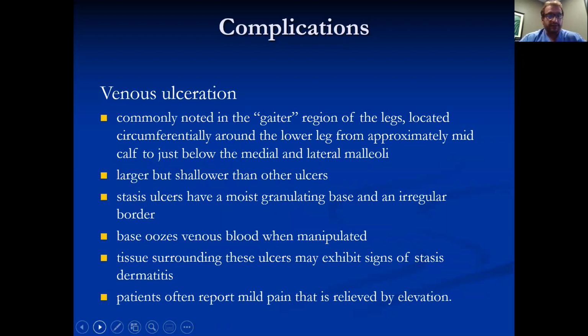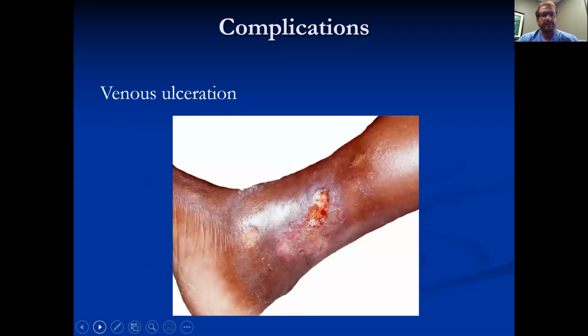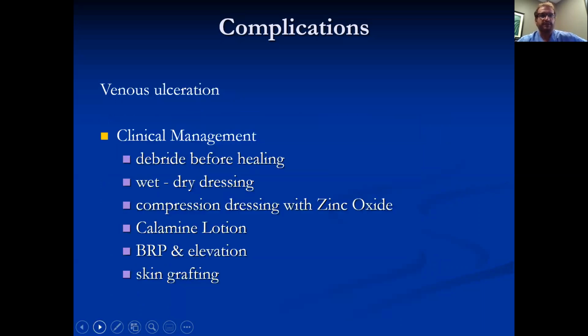So, venous ulceration, often in the gator distribution of the legs. They can be larger and shallower than some of the other ulcers you'll see, like some of the arterial ulcers. And sometimes the patients will present with actually fairly little pain with them. And, given the appearance, you're often surprised.